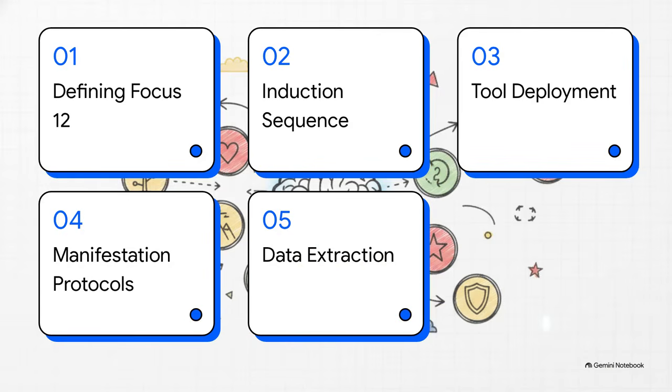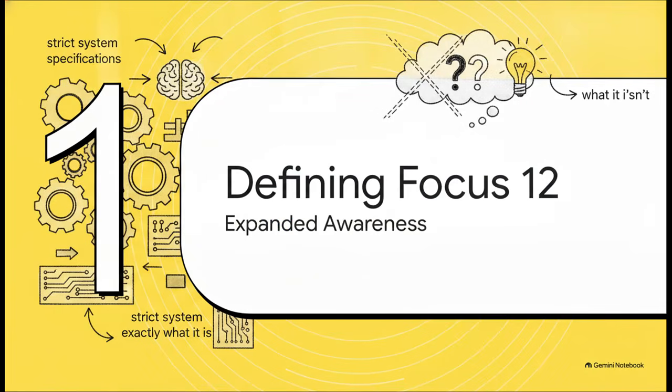Welcome, practitioners. Our agenda today maps out a strict, step-by-step technical guide for achieving, stabilizing, and really utilizing this state. We'll hit the definition, the induction sequence, deploying tools like remote viewing, architectural manifestation protocols, and finally, data extraction and shutdown. Okay, Section 1, Defining Focus 12. We're stripping away the fluff here and diving straight into the strict system specs of exactly what this state is and, just as importantly, what it isn't.